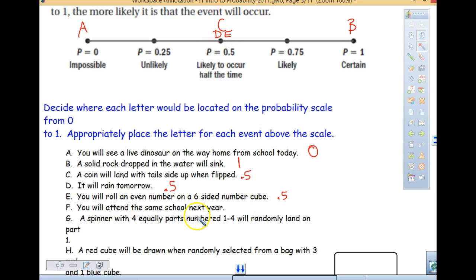You attend the same school next year. For most of you, that's going to be what? Likely. Very likely. That's going to be like a 1, right? Unless you know you're moving. Now, could this be anywhere from 1 to maybe, in this class, maybe a 0.8, right? Yeah. Okay?